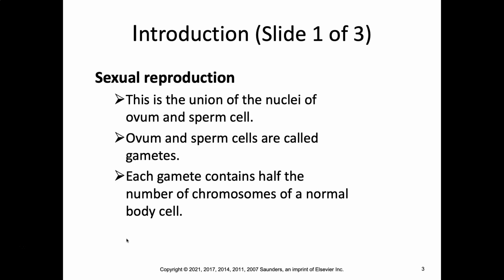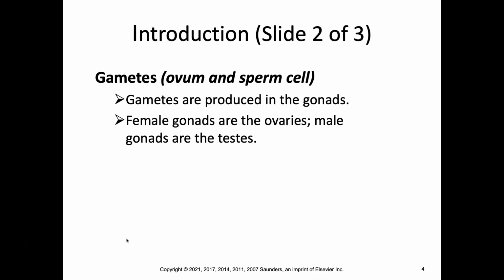We are going to get started with the topic of sexual reproduction, which is the union of the nuclei of the ovum and the sperm cell. Those are called gametes. Each gamete contains half the number of chromosomes of a normal body cell. These gametes are produced in the gonads. The female gonads are the ovaries, the male gonads are the testes.